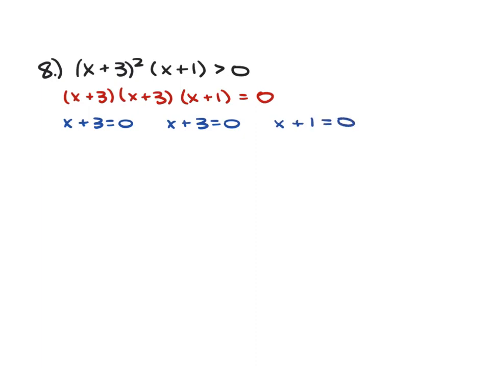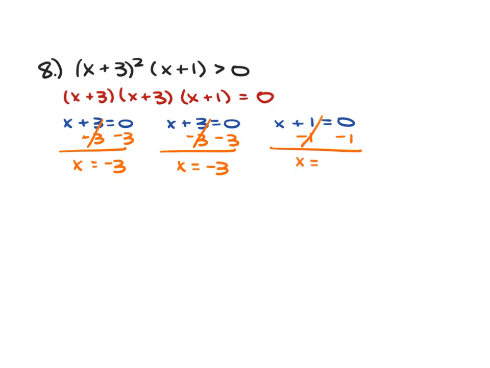Solve for all of them. Subtract 3 from each side, I get x is equal to negative 3. Do the same with the other, and then subtract the 1 from each side. So with my two numbers that I'm working with, I'm going to work with the negative 3 and the negative 1 on my number line.